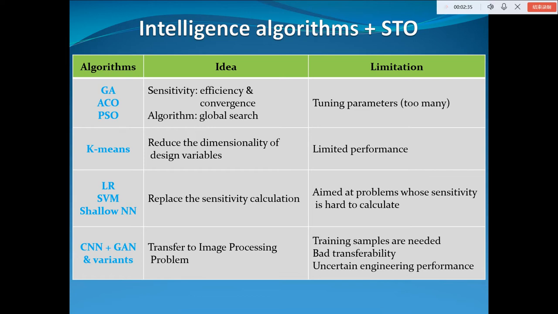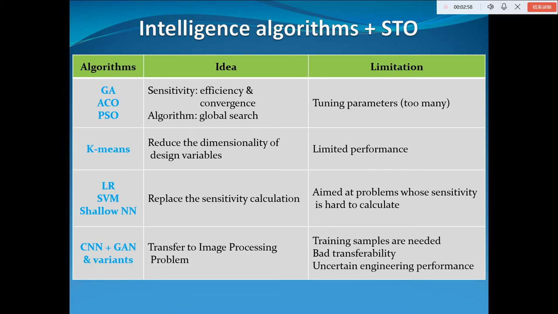Some popular machine learning algorithms are also tried, which are linear regression, support vector machine, and shallow neural network. The idea is using them as a surrogate to replace the sensitivity calculation, which is mainly aimed at problems whose sensitivity functions are hard to calculate.